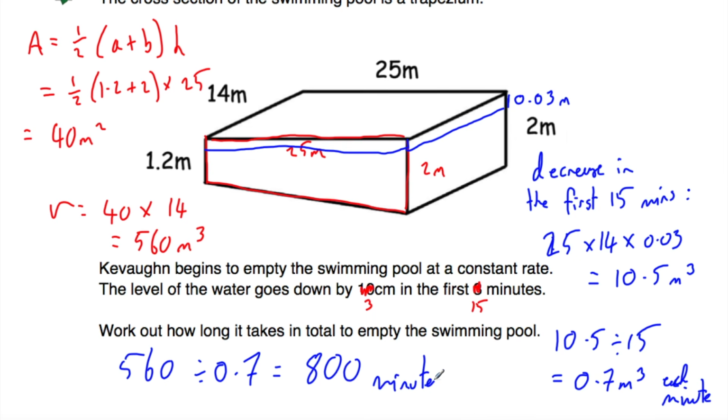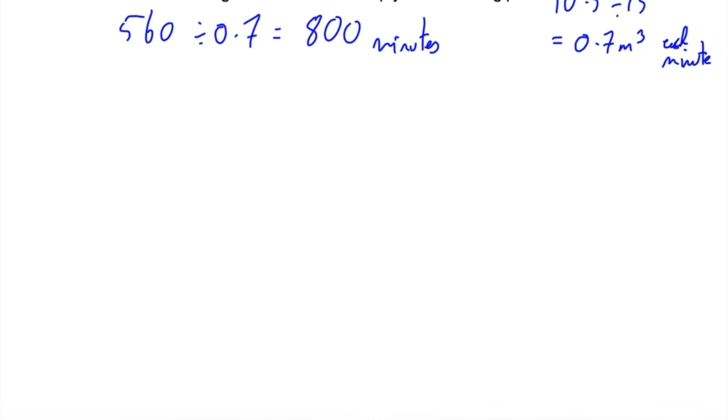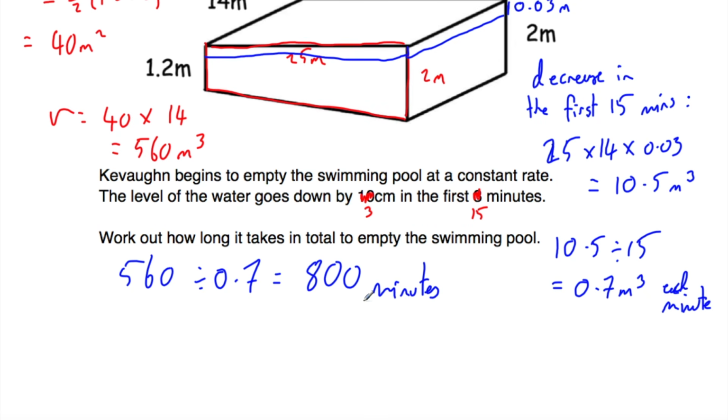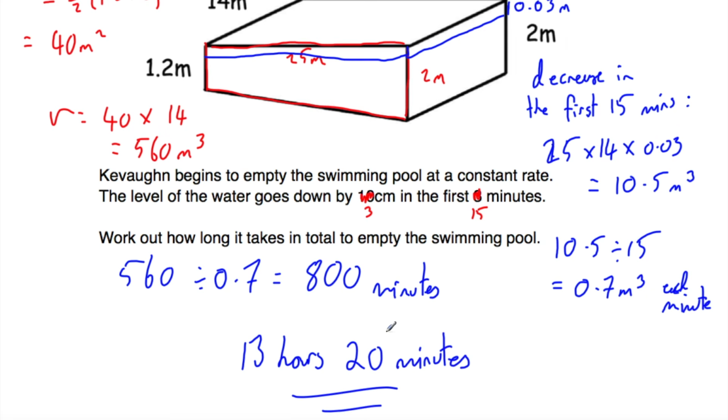If we go down to the answer section, it has hours and minutes, so we need to change 800 minutes into hours and minutes. 13 times 60 is equal to 780, so that would be 13 hours. 13 hours is 780 minutes, and there'll be 20 minutes left over. So that'll be 13 hours and 20 minutes, and that's how long it would take Kavon to empty the swimming pool.